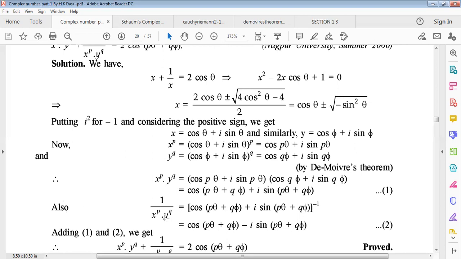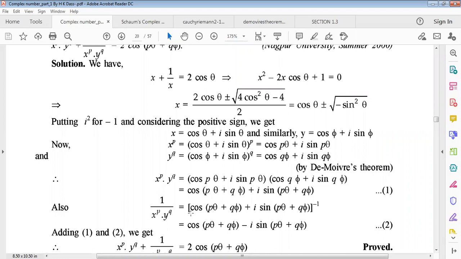Also, 1 divided by x to the power p into y to the power q, what will it be? 1 divided by this can be written as cos(p theta plus q phi) plus i sin(p theta plus q phi) to the power minus 1, the inverse. Now by using de Moivre's theorem, minus 1 will be multiplied with the angle.